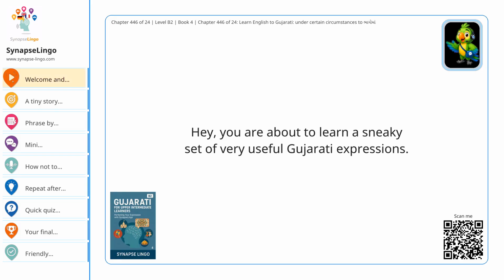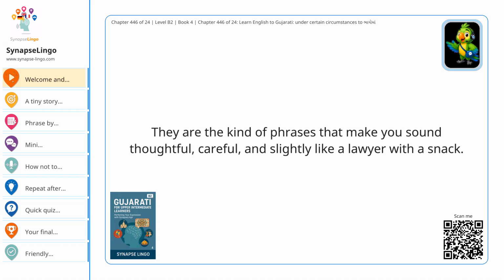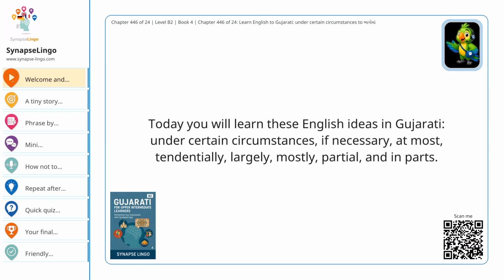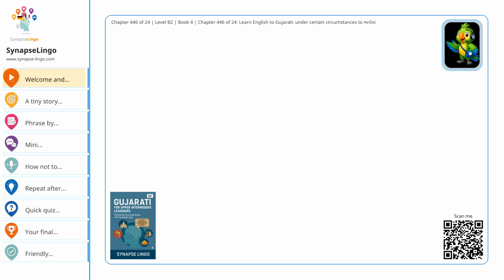Hey, you are about to learn a sneaky set of very useful Gujarati expressions. They are the kind of phrases that make you sound thoughtful, careful, and slightly like a lawyer with a snack. Today you will learn these English ideas in Gujarati: under certain circumstances, if necessary, at most, tendentially, largely, mostly, partial, and in parts. In Gujarati, that gives you ચોક્કસ પરિસ્થિતિઓમાં, જરૂર પડે તો, વધુમાં વધુ, વલણ રૂપે, મોટા ભાગે, મોટે ભાગે, આંશિક, and ભાગોમાં.